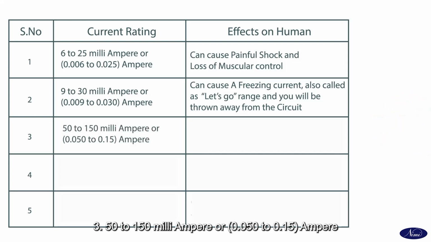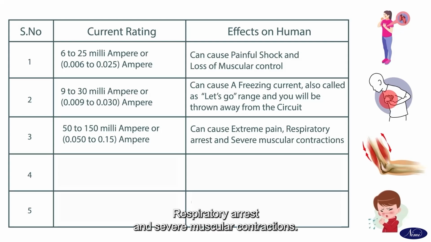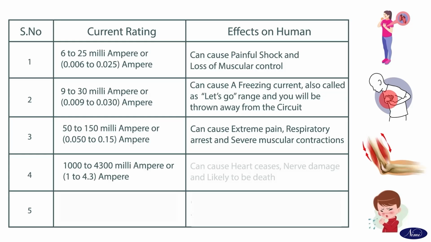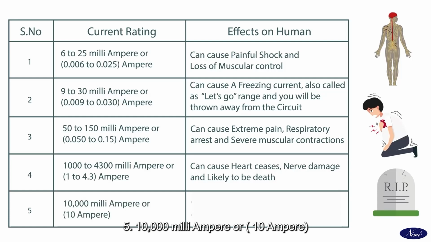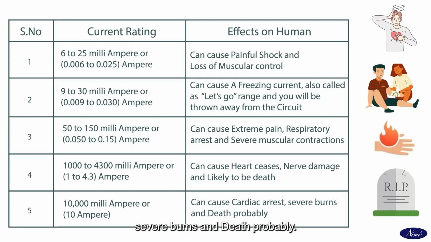3. 50 to 150 milliampere or 0.050 to 0.15 ampere can cause extreme pain, respiratory arrest, and severe muscular contractions. 4. 1000 to 4300 milliampere or 1 to 4.3 ampere can cause heart seizures, nerve damage, and is likely to cause death. 5. 10,000 milliampere or 10 ampere can cause cardiac arrest, severe burns, and probably death.